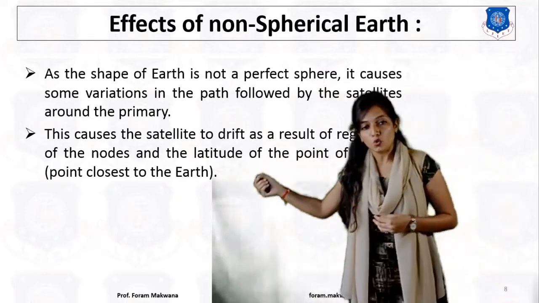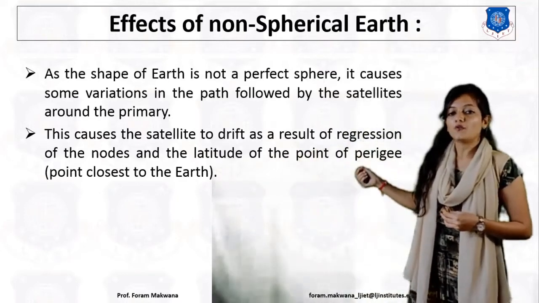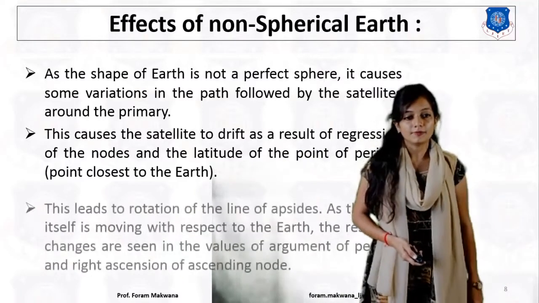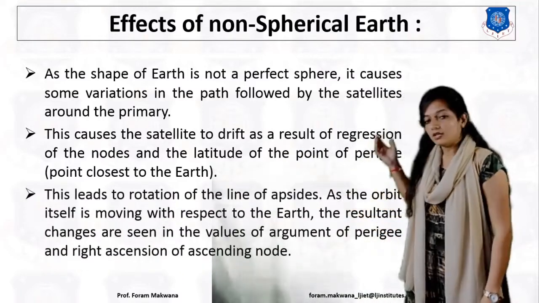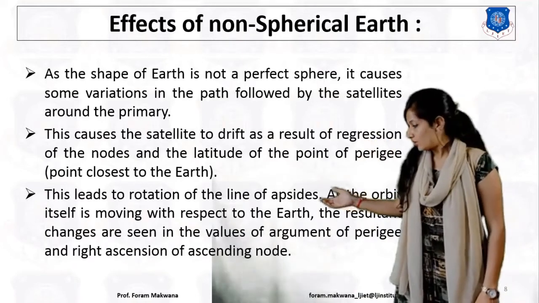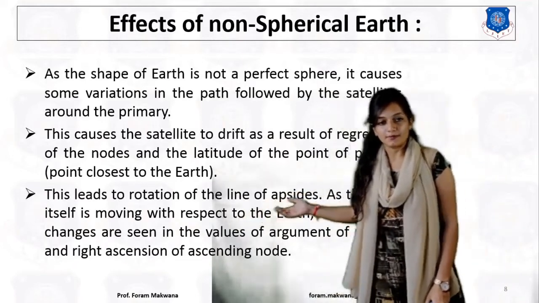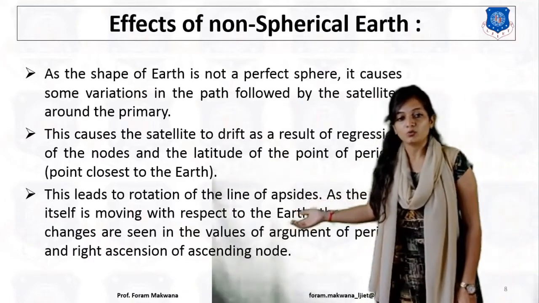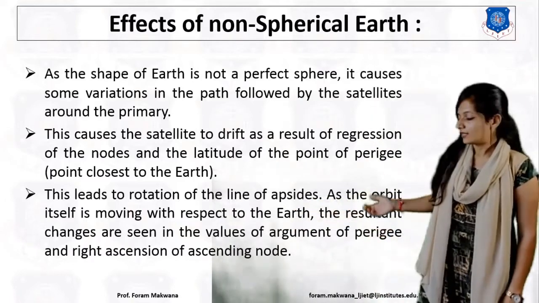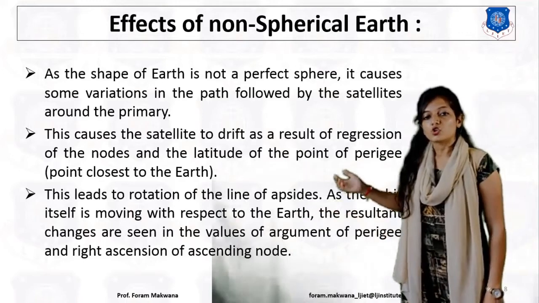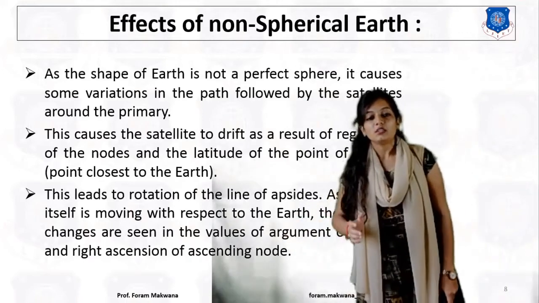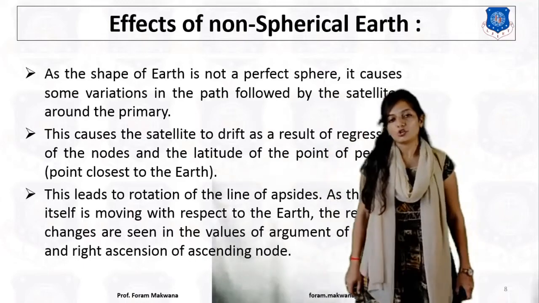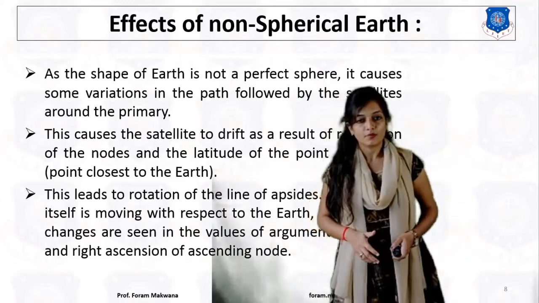It will cause a small change in the position of the satellite, as well as result in the regression of nodes and the latitude of the point of the perigee, which is the point closer to the Earth. So we can say that this leads to a rotation of the line of apsides, and this line of apsides is moving with respect to the Earth, so the resultant change causes a change in the value of argument of perigee and the right ascension of ascending node. Alright.